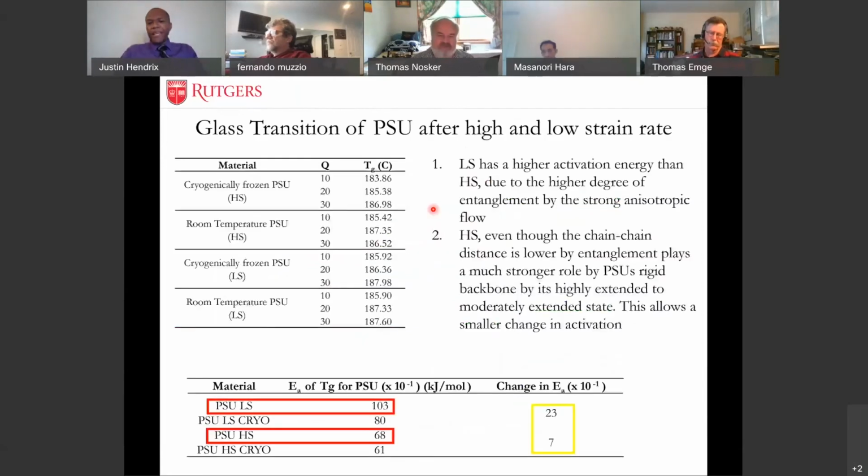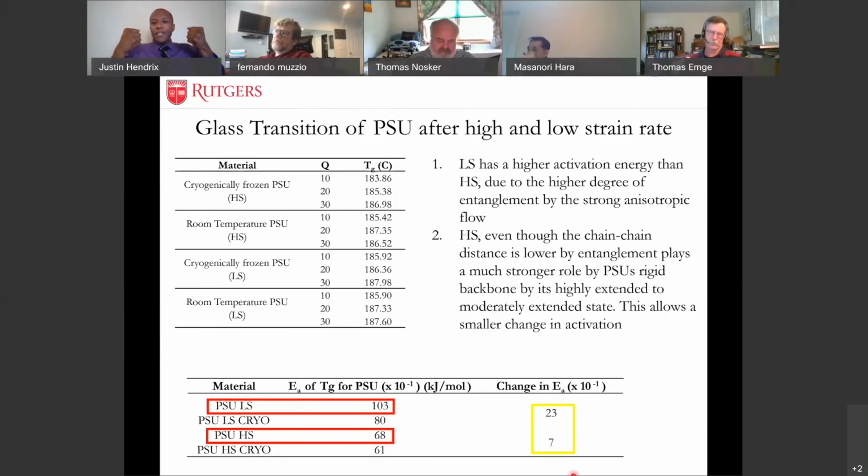Now, this is something that I thought was actually very interesting. One of the things that we found between the two, looking at the activation energy, is that for the low shear, we actually get a higher activation energy compared to the high shear. And if you look at the change in the activation energy, you see it's small between the difference. So imagine something that's fully extended and then relaxed.